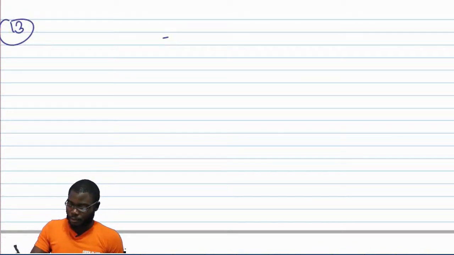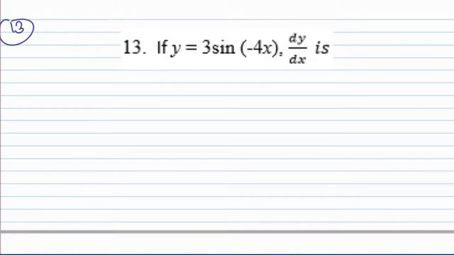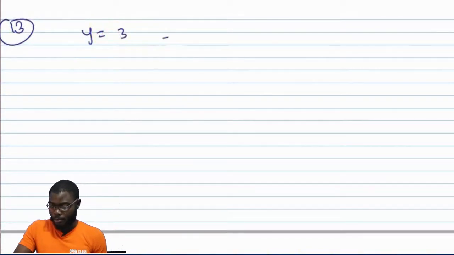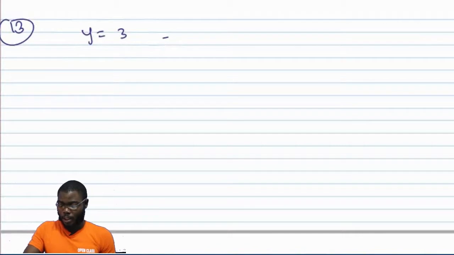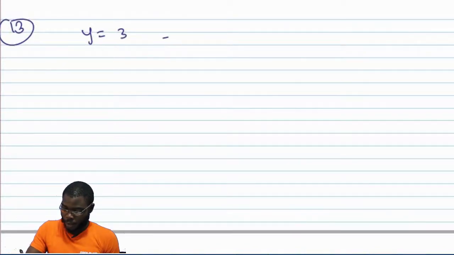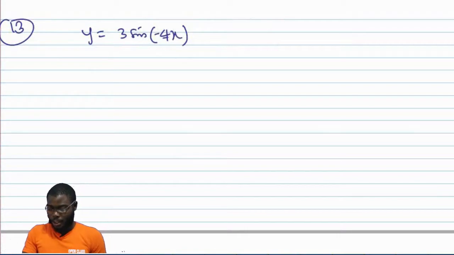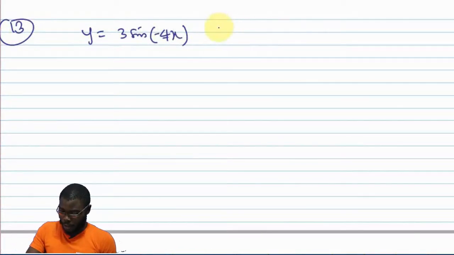Question number 13. We have: if y equals 3 sine minus 4x, find dy/dx. So here we have y equals 3 sine minus 4x. Then find dy/dx. dy/dx equals to 1.